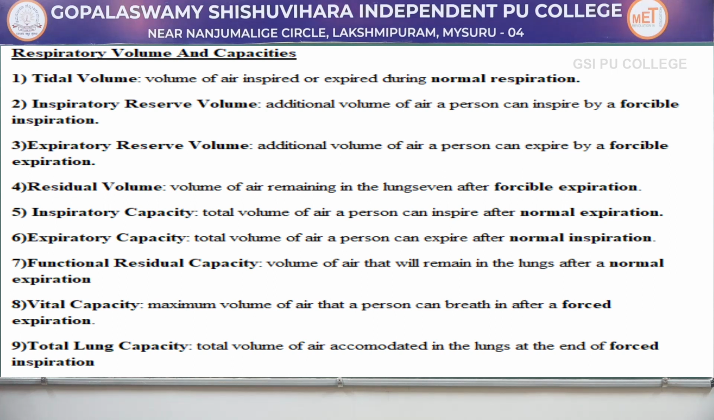Inspiratory capacity is the total volume of air a person can inspire after a normal expiration. Expiratory capacity is total volume of air a person can expire after a normal inspiration. Functional residual capacity is the volume of air that will remain in the lungs after a normal expiration. Vital capacity is maximum volume of air that a person can breathe in after a forced expiration. And the last one is total lung capacity, the total volume of our accommodated air in the lungs which is at the end of forced inspiration.